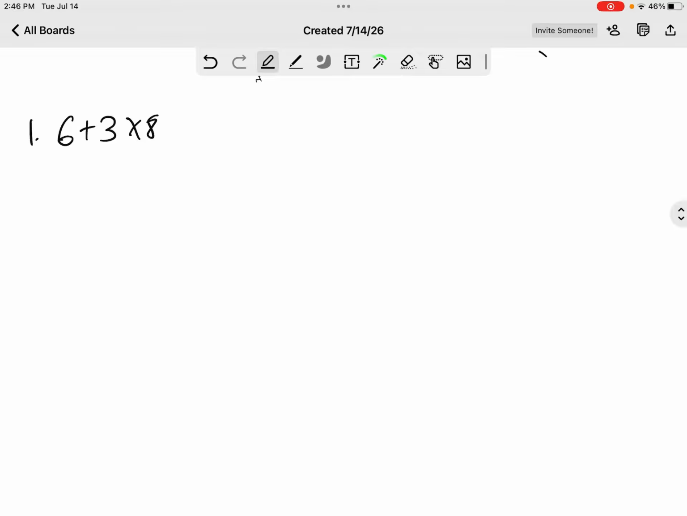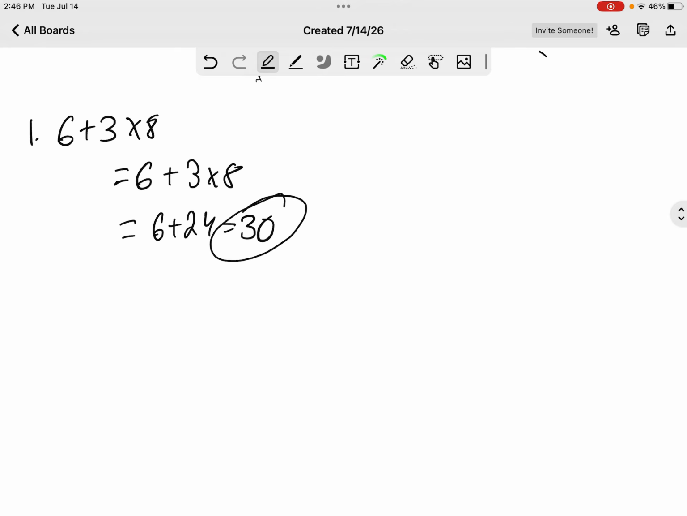So the first thing we do is multiplication before addition. Means that it will be equal to 6 plus 3 times 8, means that will be equal to 6 plus 24 makes 30. Here you go. Our first answer, number 1, is 30. Moving on to number 2.